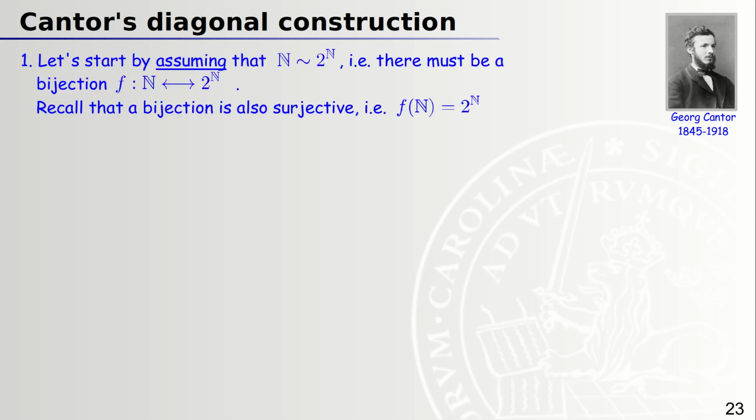So let's start by assuming that 2^ℕ is in fact countable. That is, that it is equinumerous to the natural numbers. If it is, then there must be a bijection between ℕ and the set of all functions from ℕ to the set {0, 1}. Let's call that bijection f. Remember that a bijection is also surjective. That is, it maps to every element in its codomain, in this case 2^ℕ.